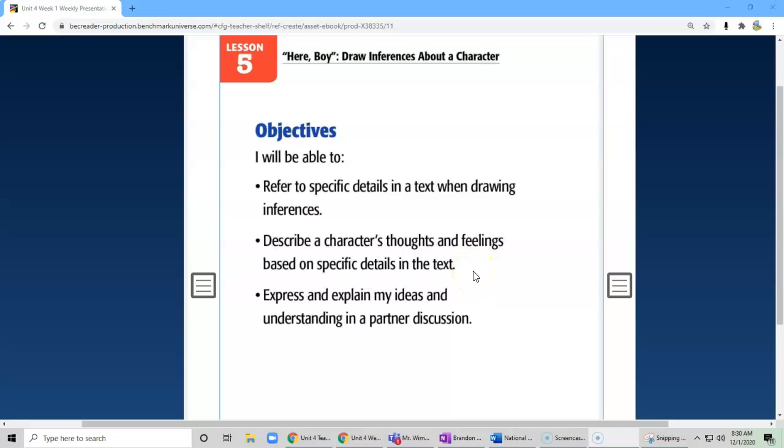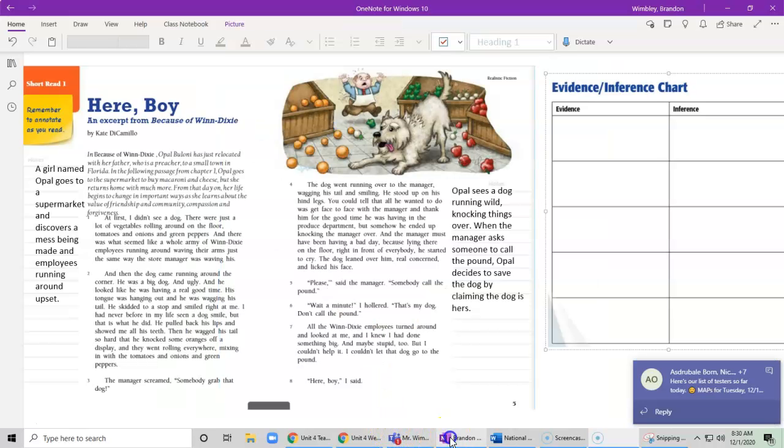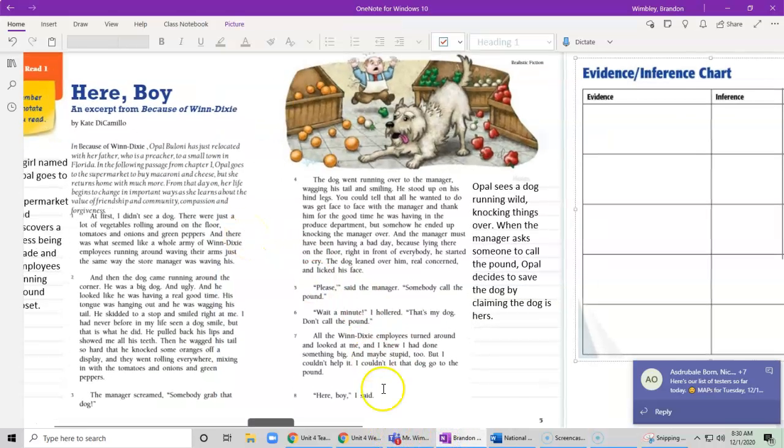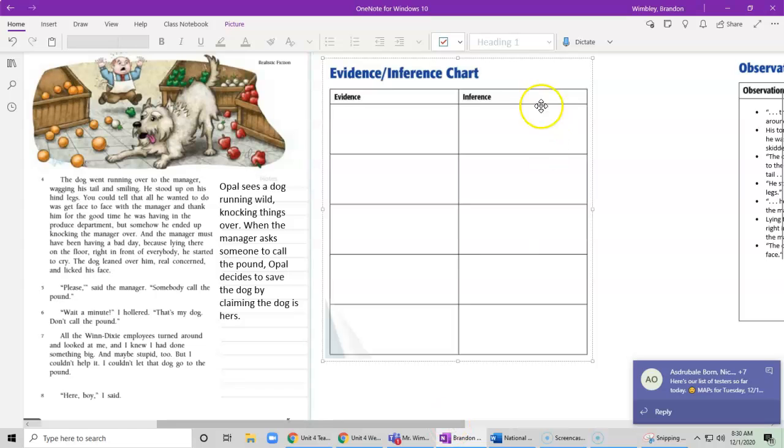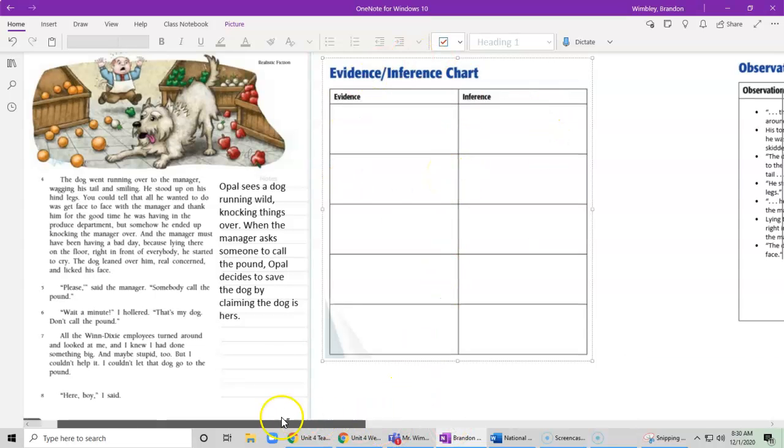So for this video, guys, we're still going to be focusing on Here Boy, but we're going to be focusing on these objectives: referring to specific details in a text when drawing inferences, and describing a character's thoughts and feelings based on specific details from the text. So let's head back to our Here Boy text right here. And this is going to be our graphic organizer that we're going to be working on for this one. It's our evidence and inference chart.